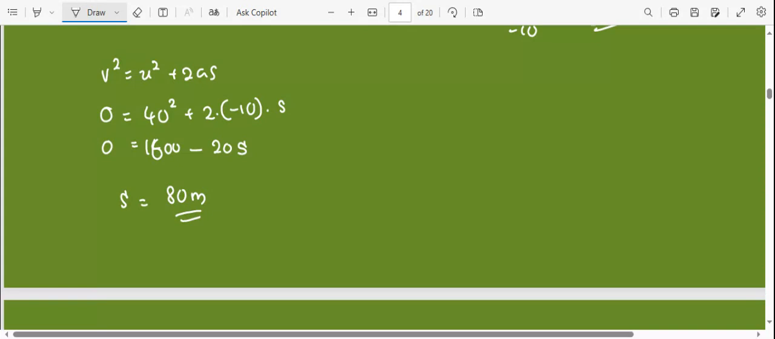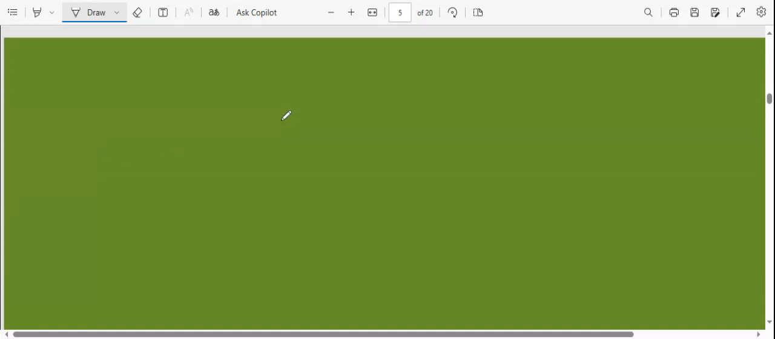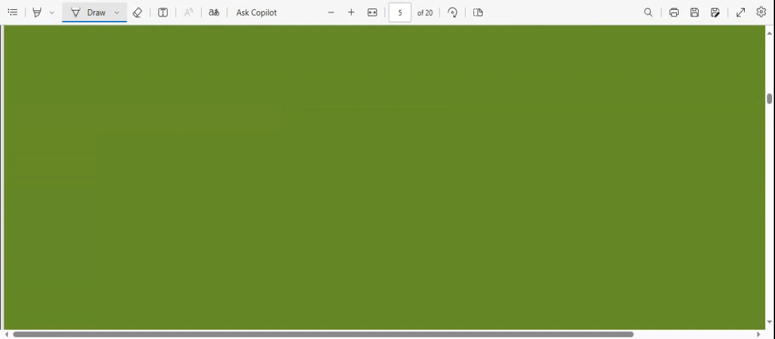These calculations are done without considering the air resistance, right? Now let's discuss how to do questions where the air resistance must be considered, right? However the object is moving, keep in mind that air resistance is always acting opposite to the motion. If an object is falling down, the air resistance is acting upward, right? If the object is moving upward, then the air resistance is acting opposite to the motion, downward.